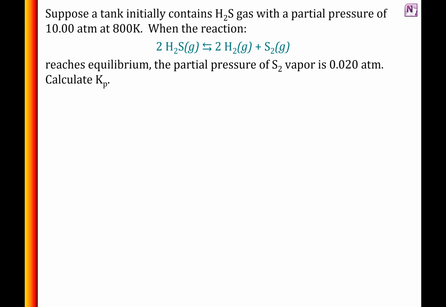So here's one for you to try. Let's suppose a tank initially contains H2S gas with a partial pressure of 10 atm at 800 Kelvin. It wants to know, when the reaction 2H2S gives us 2H2 and S2 reaches equilibrium, the pressure of S2 vapor is 0.020 atm, and it wants us to calculate Kp. So very similar to what we just did. Give this one a try. Let's see what you come up with.